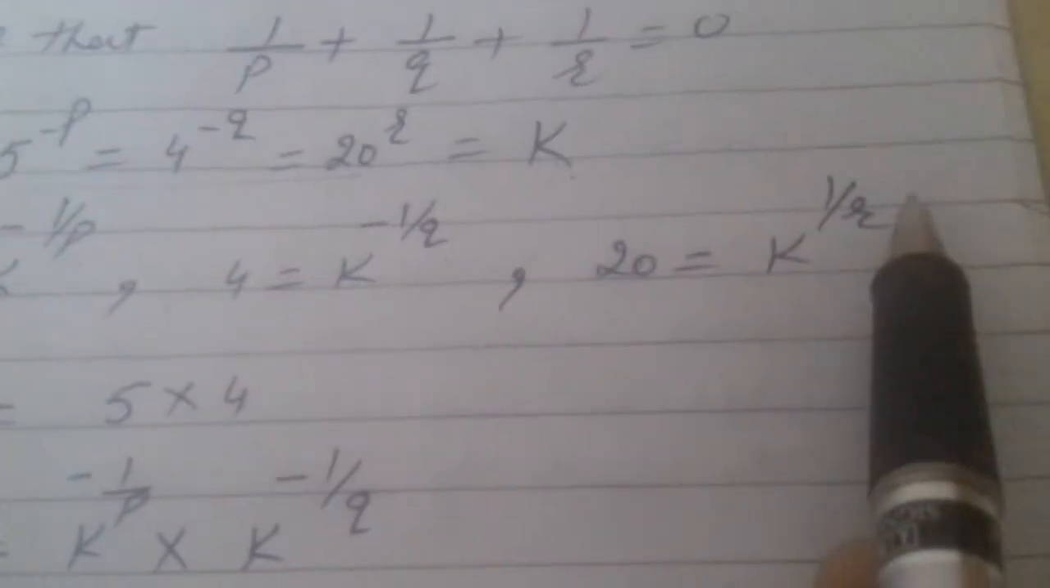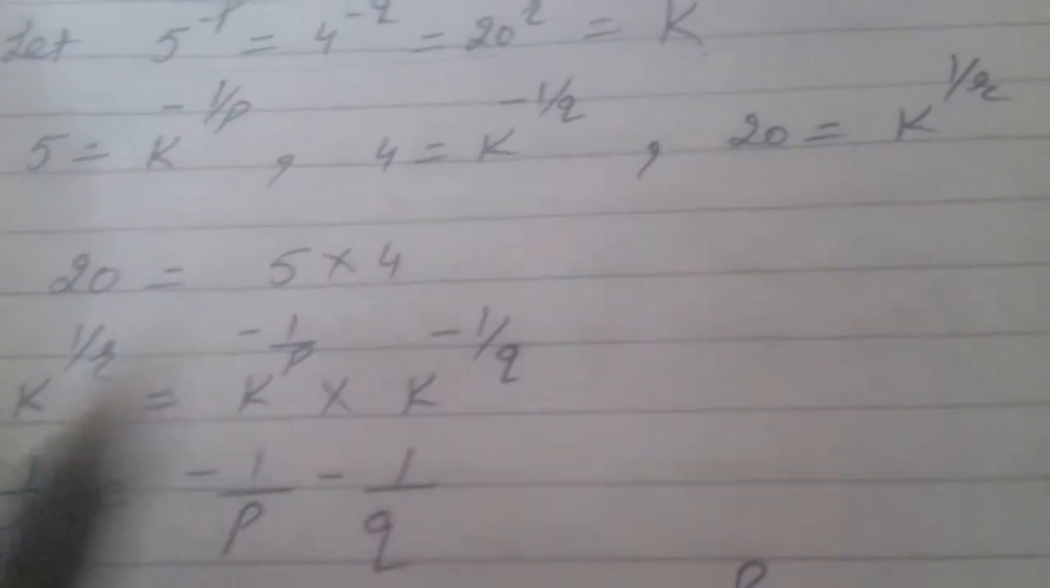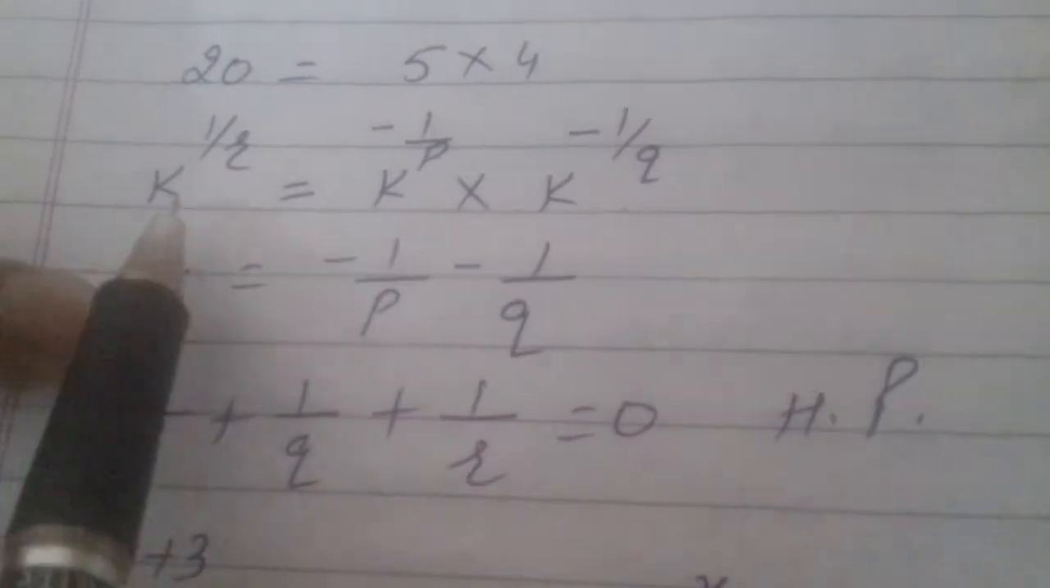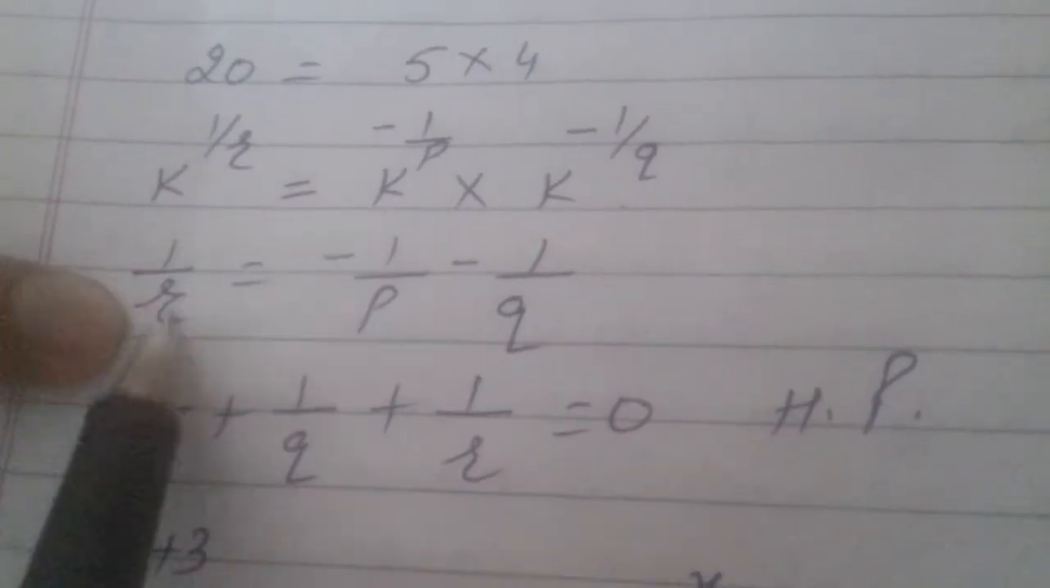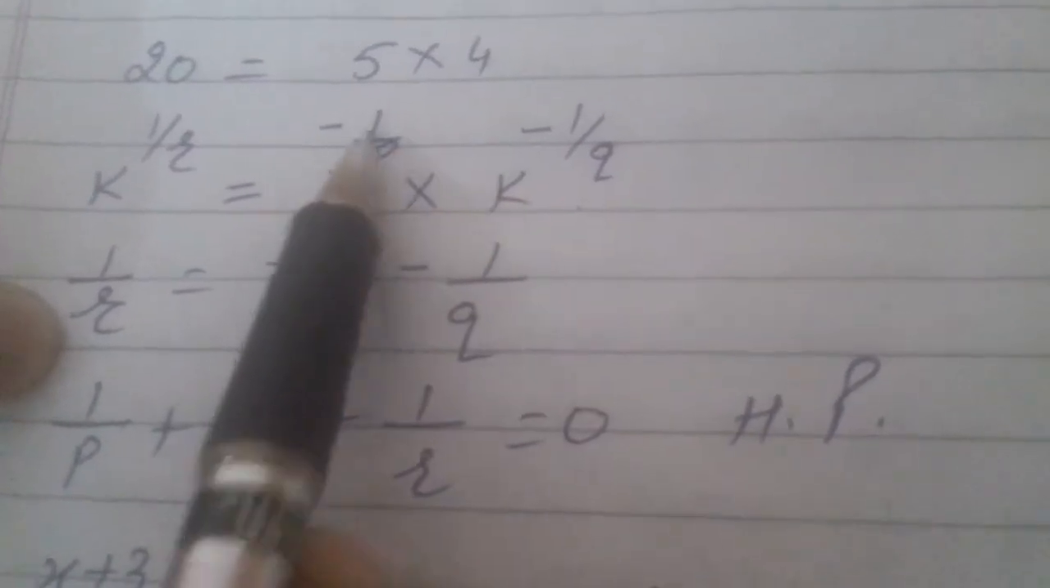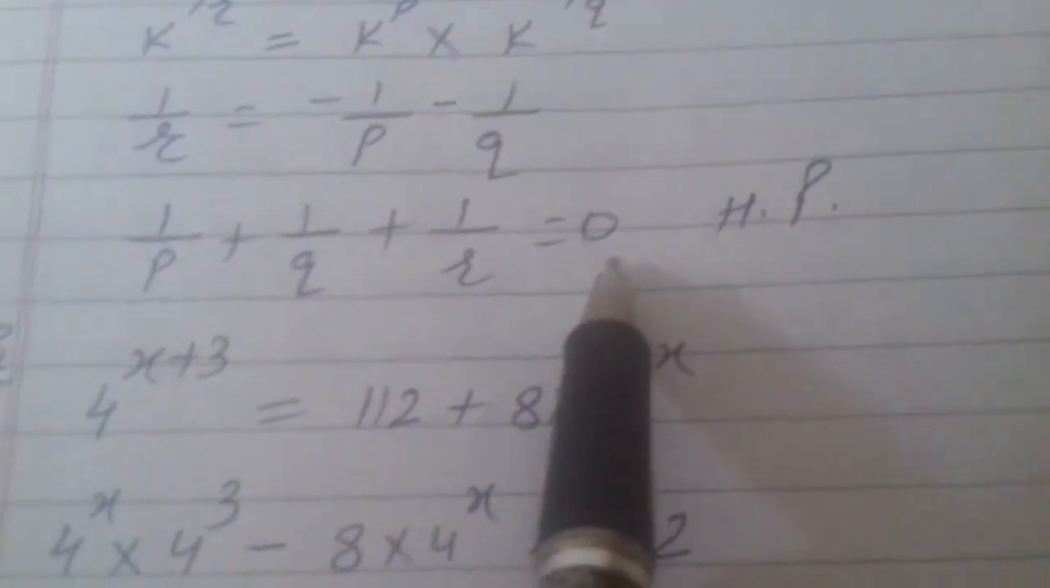20 is equal to k power 1 over r. Now what is the relation? 20 is equal to, can we write it like this? What is the value of 20? k power 1 over r. Value of 5 is k power minus 1 over p. And this is the value of 4. Now children, bases are same. Powers will also be same. 1 over r is equal to, same bases multiplied, powers will add. Minus 1 over p plus minus 1 over q, that will be minus only. Clear? Now transpose all the terms this side is equal to 0. This is what you have to prove.